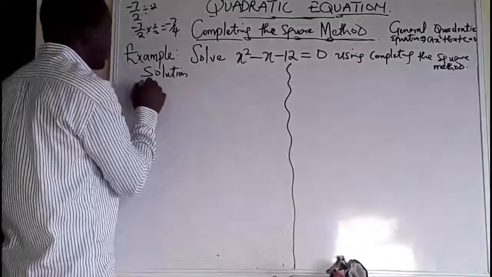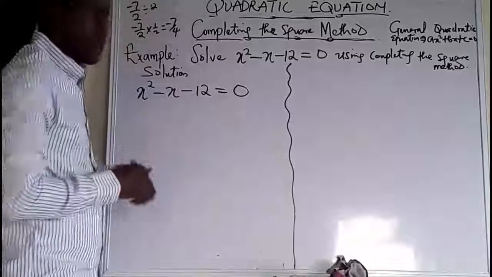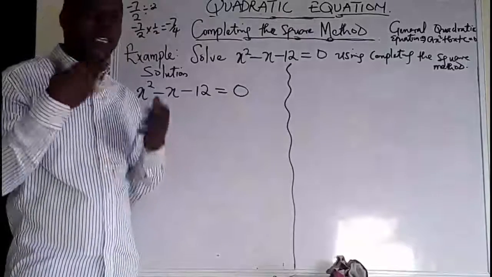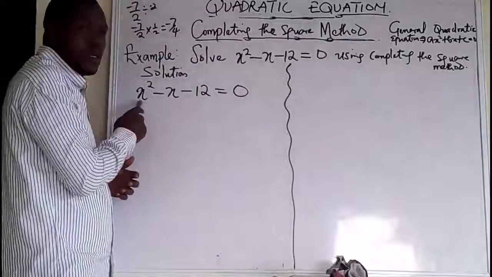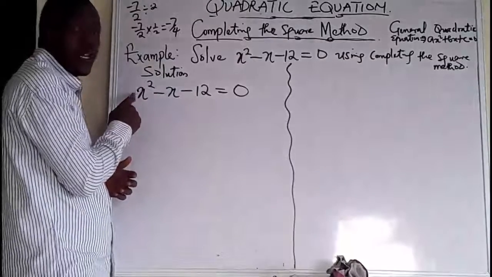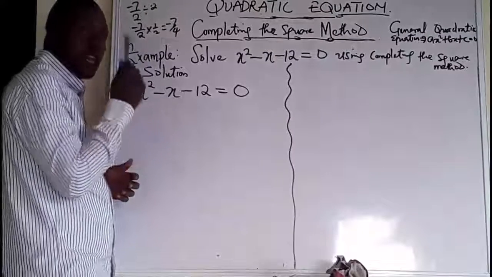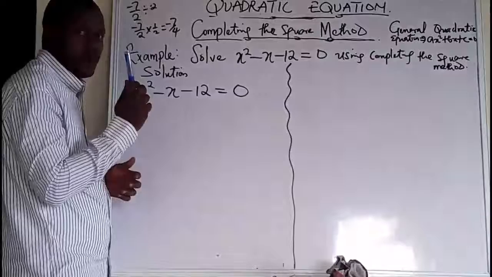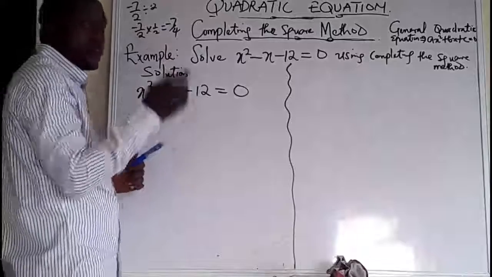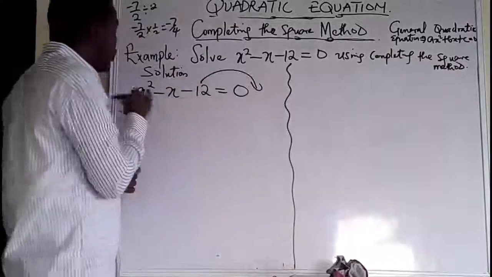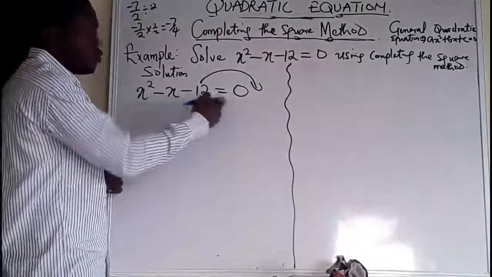The question says x squared minus x minus 12 equals 0. Now, the first thing you have to do is look at the coefficient of x squared, which is equal to 1 here. You divide through by the coefficient of x squared if it is greater than 1, but because it's 1, you're not going to do anything. If the coefficient of x squared is greater than 1, like 2 or 3, you have to divide all of the terms through by that number.